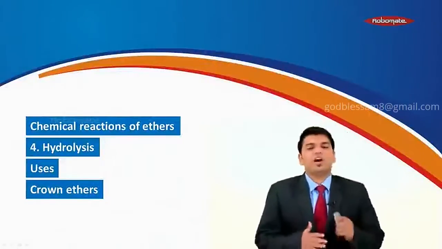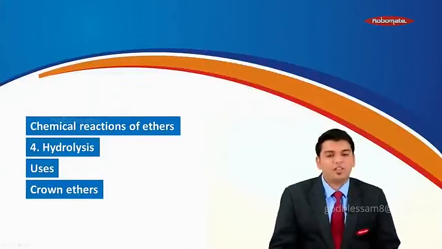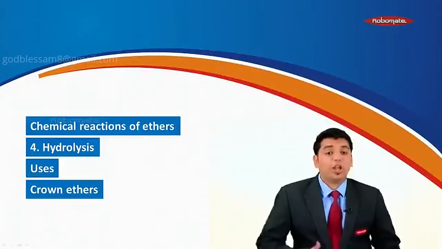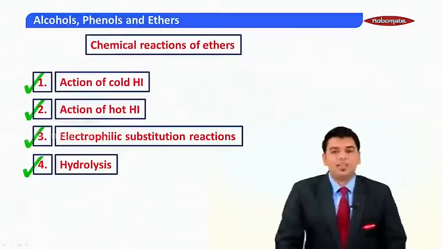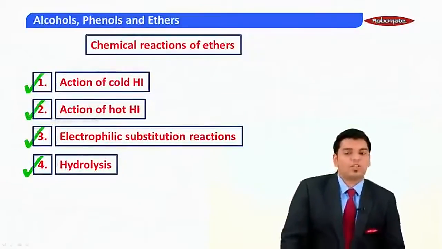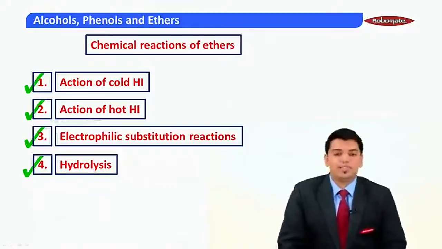Now let us study the last of the chemical reactions of ethers, that is hydrolysis. After that we will study the uses of diethyl ether and finally about crown ethers. So let us begin with the fourth one, that is hydrolysis. We have already learned about the action of HI, action of cold HI, action of hot HI and electrophilic substitution reactions. So let us now begin with hydrolysis.